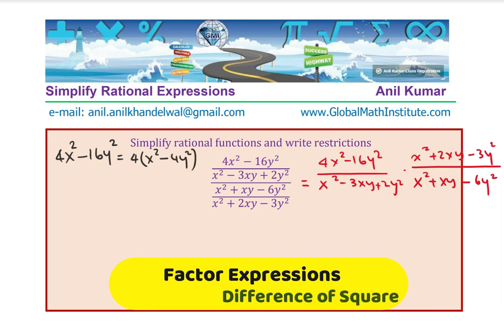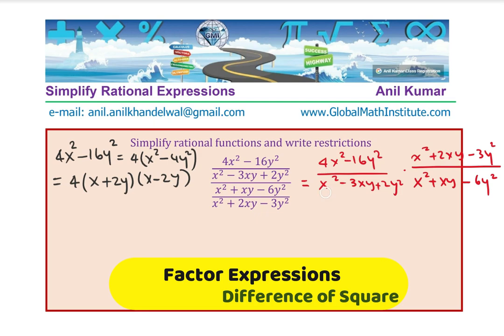Now this could be factored as a difference of squares. So 4 is common, and we have x plus 2y times x minus 2y, right? So we use difference of squares for the first one, correct?